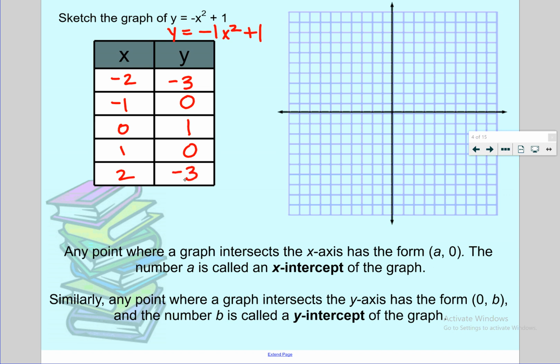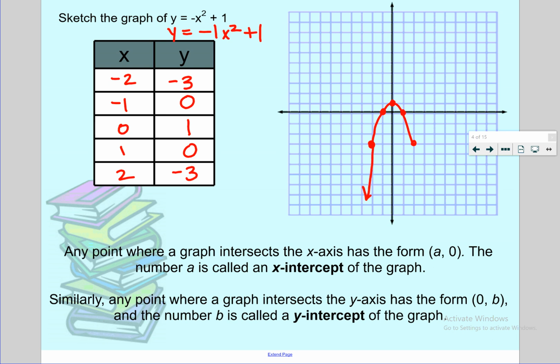And then we plot our points. Left, right first, up, down second. -2, -3. -1, 0. 0, 1. 1, 0. 2, -3. We always want to connect our dots, our points, with a smooth curve when possible.